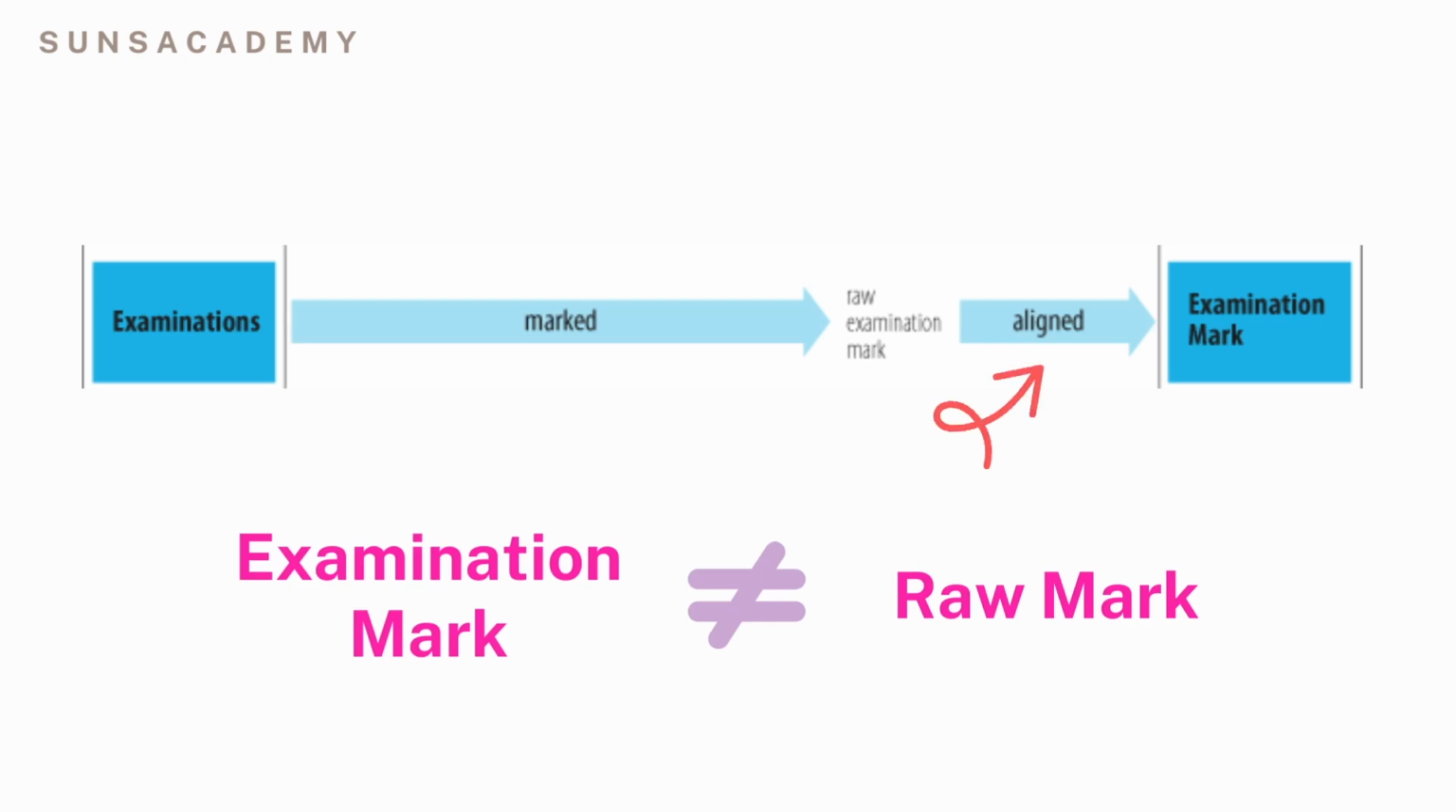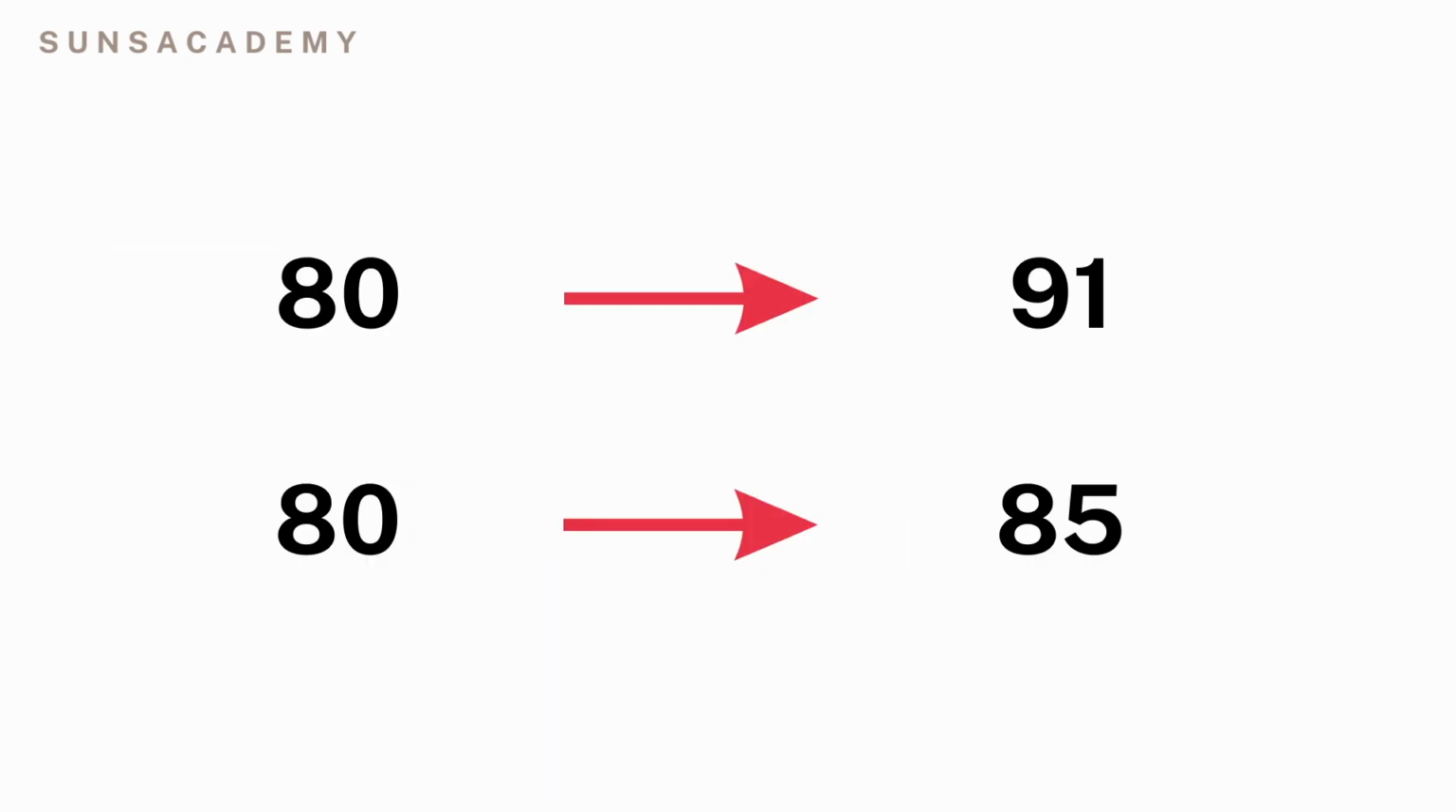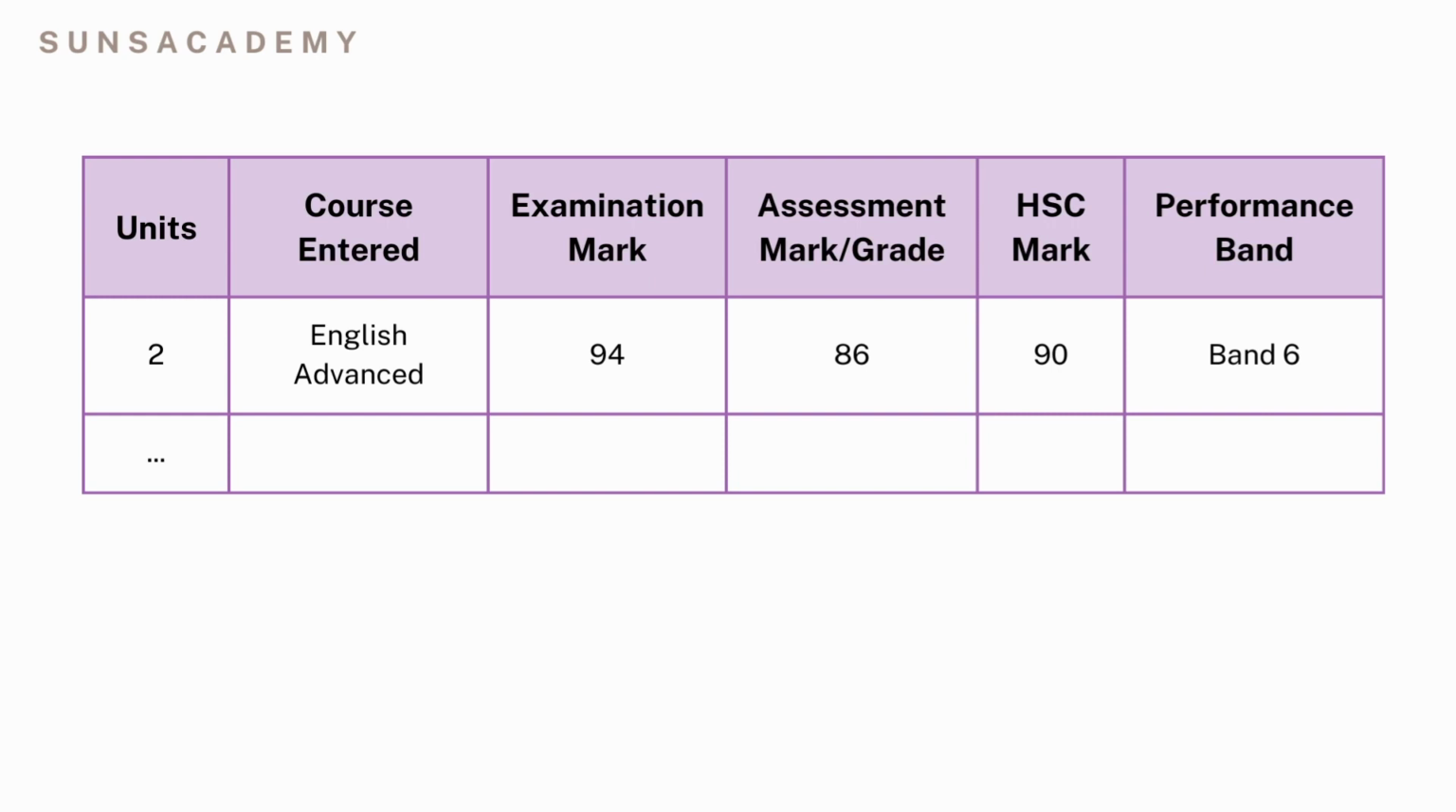And therefore, unlike what many students and parents may think, the examination mark is actually different to your raw examination mark. So that is, a raw mark of 80 might be aligned to a 91, or 80 can become 85 depending on the subject. Let's have a look at a hypothetical results table together.